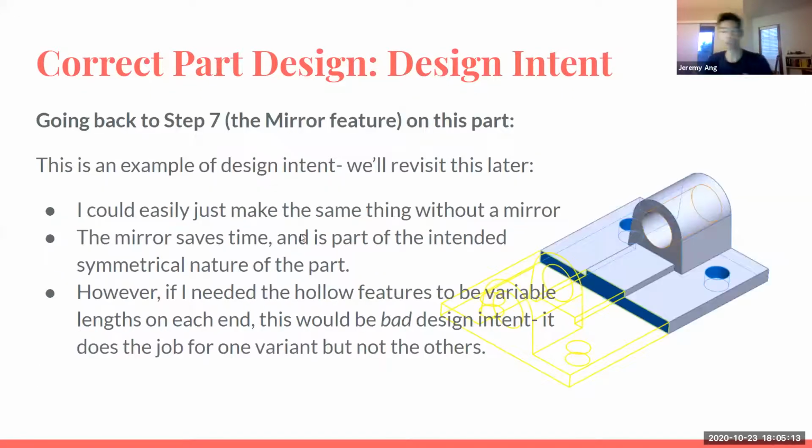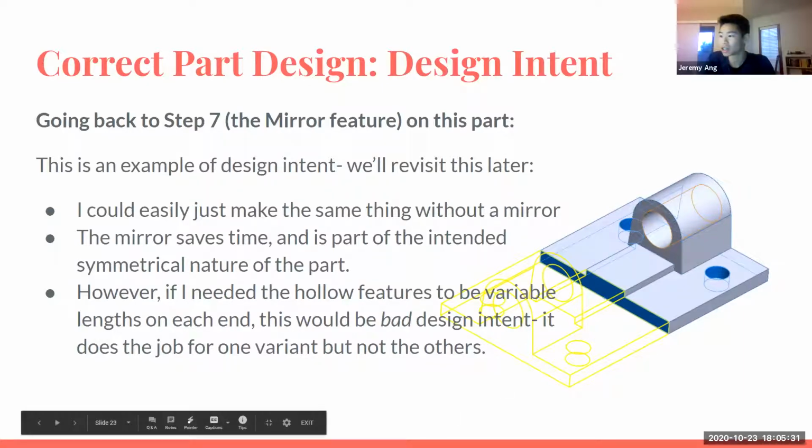Oops, my bad. Let's go back to step 7. Let's talk about the mirror feature. This is a really good example for talking about design intent. I could easily do the same thing on the other side, make the same part without a mirror, extrude this feature. Let me switch my screen share over to my SolidWorks window.